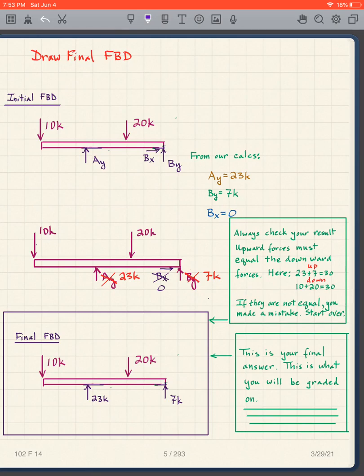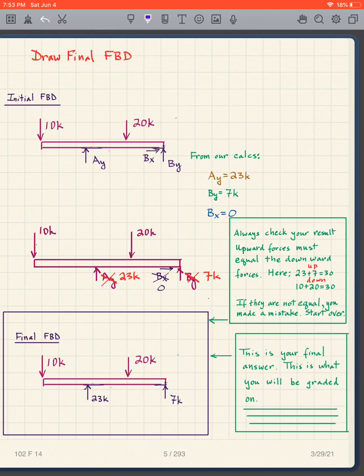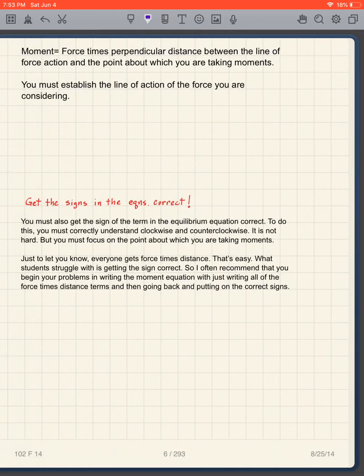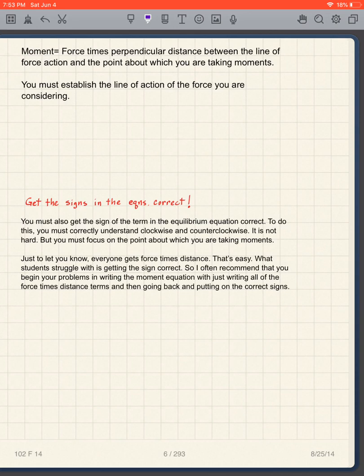And it's not a guarantee. In other words, if up equals down, it's not a guarantee, but it increases your likelihood of being correct. Put it this way: if your up forces do not equal your down forces, you're guaranteed to be wrong. There's something wrong. So this is your final answer right here, and this is what you're going to be graded on. So focus on creating this final free body diagram correctly. All right, I'm going to stop there.